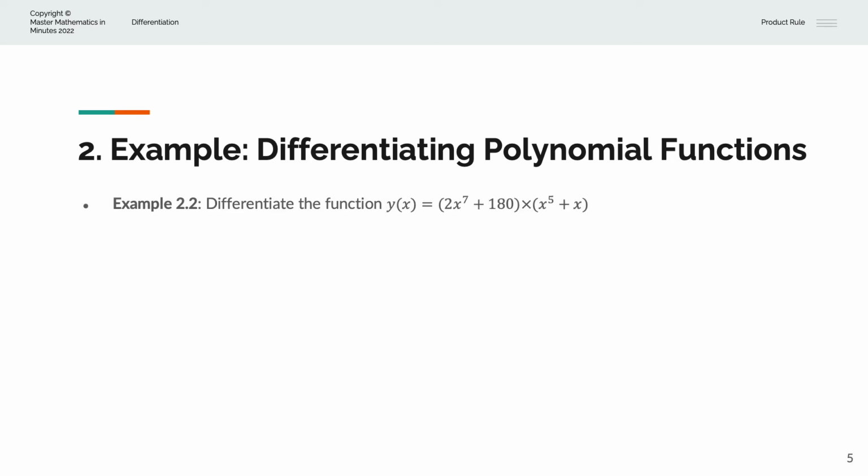In the second example, we're asked to differentiate the function y(x) equals (2x^7 + 180) multiplied by (x^5 + x). So again, this function is a product of two functions. We have the first term as the first function and the second term as the second function, and therefore we're able to apply the product rule to differentiate this function.